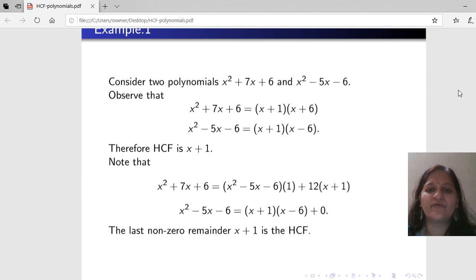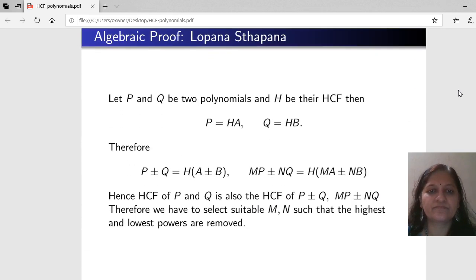Now here we have taken two quadratic polynomials, that is degree 2 polynomials. So this seems easy, but in general these methods are not easy. Now let us consider the Lopana Sthapana method.